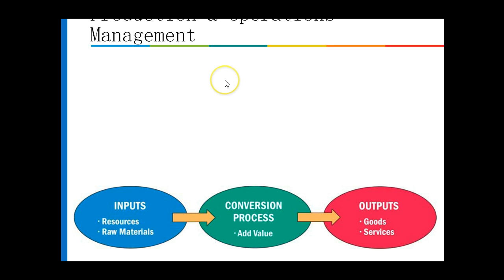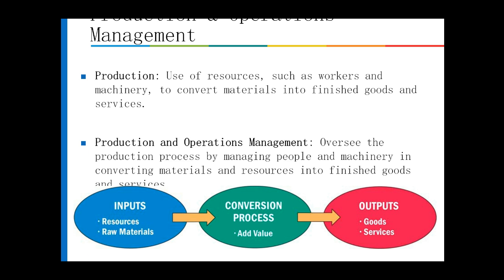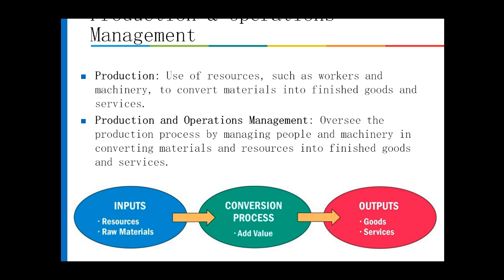So, production and operations management. These ovals just give you a flow, almost like a flow chart, where you are able to see what happens in each stage of the production and operations process. The inputs, the raw materials and resources that are needed, go through a conversion process where it adds value, and then to the outputs, where it actually is something that you can tangibly sell to a customer for a fee.